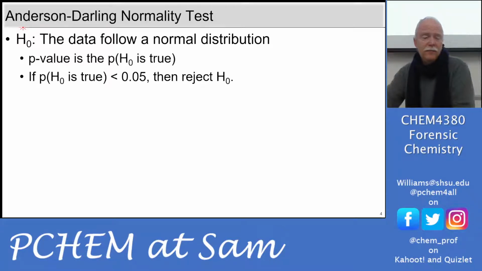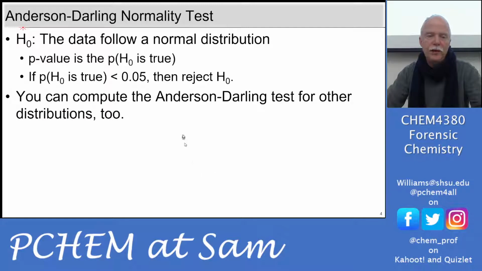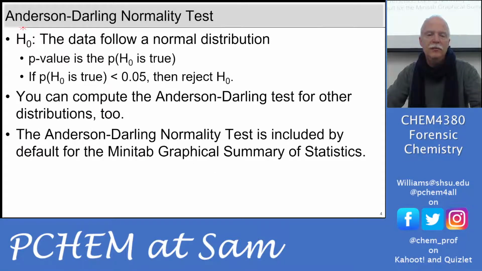There's not really anything magic about a normal distribution, but the normal distribution means that your calculation and your tests, like your Z-test for outliers, is based on a normal distribution. But if your data is not a normal distribution, then you've got kind of a mismatch in your statistics. And you can compute that Anderson-Darling test for other distributions too, but this graphical summary is including the normality test.